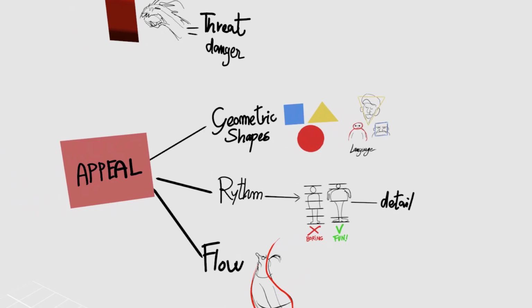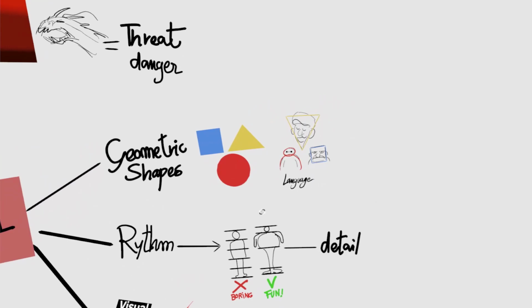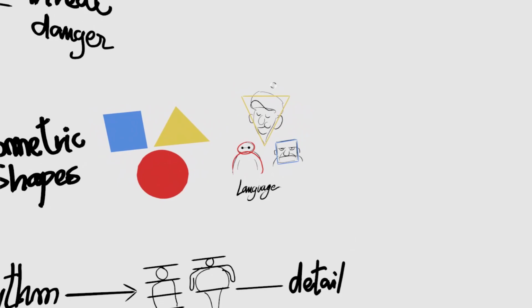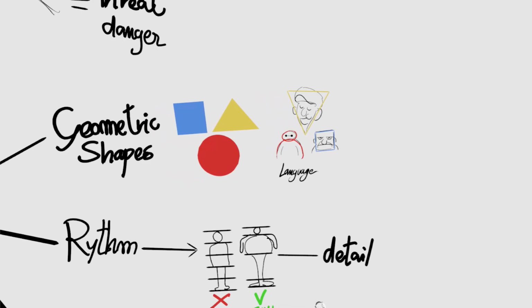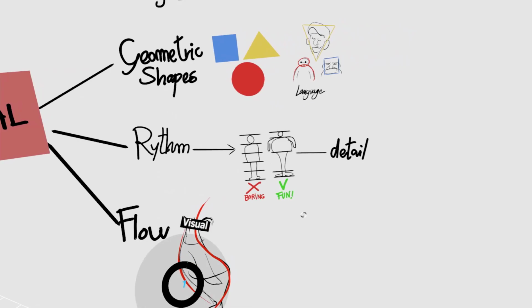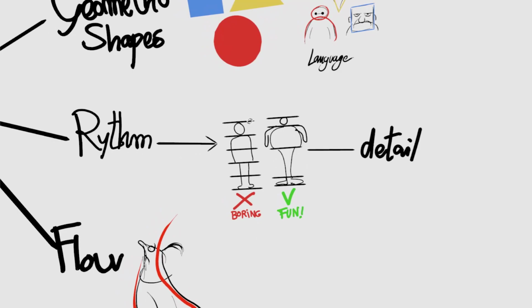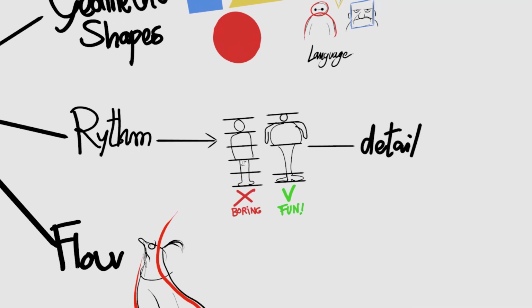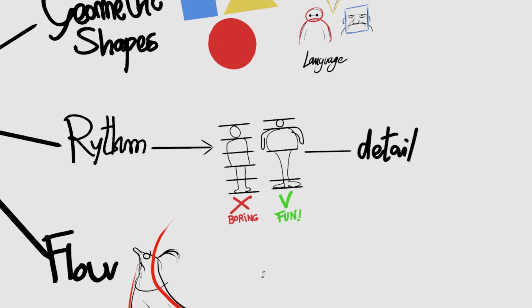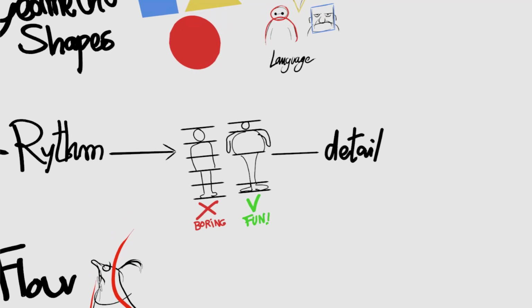Geometric shapes are always very appealing, and if you stick with those, they tend to work and give your character a sense of design that is pleasing to the eye. The concept of rhythm is about breaking up the proportions a little bit. If you have a character where all the proportions are very even, well distributed and very normal, it tends to be boring and not so appealing. If you play with the proportions a little more, it's much more fun and interesting, right?